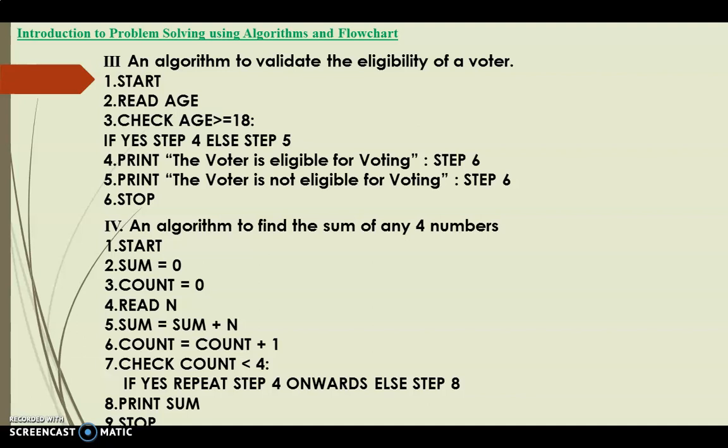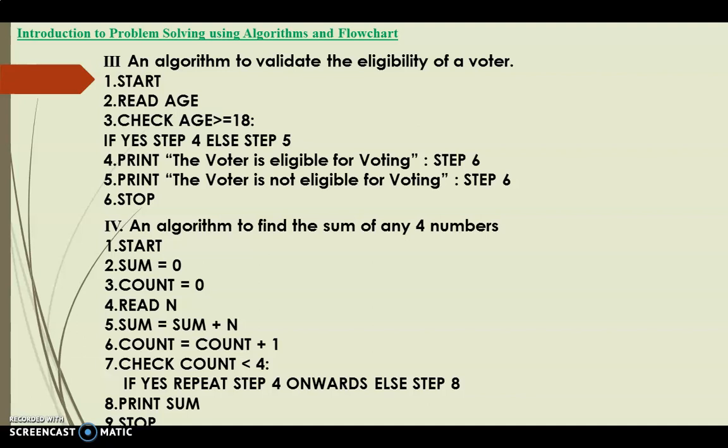Count is 1. Now checking if the counter has reached 4. No, it is lesser than 4. Then what do we have to do? We have to repeat from step 4 onwards. Repeat 4 means read n. That means we are reading the second number. That second number in step 5 is added to sum, right? Count is incremented by 1. That is, count is 2. Again it is lesser than 4. Yes. Again what is happening?